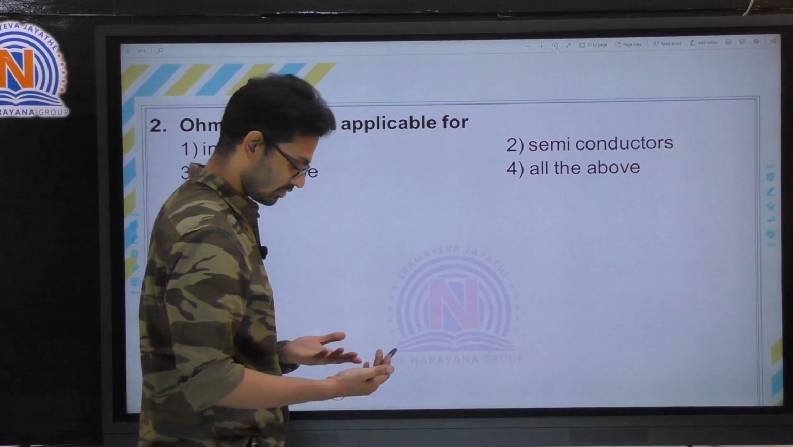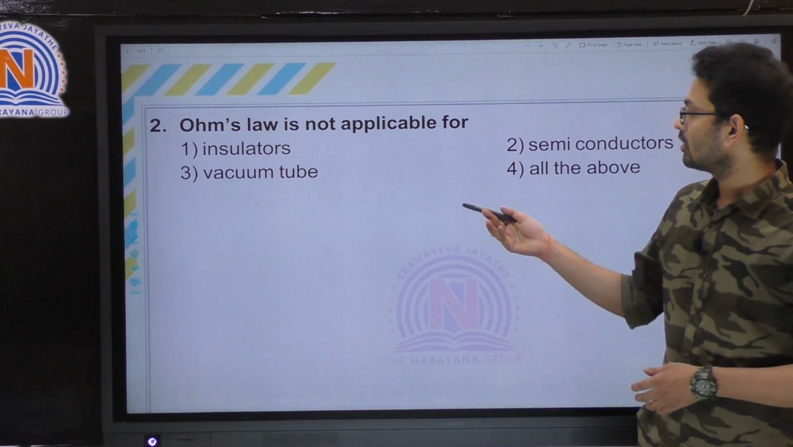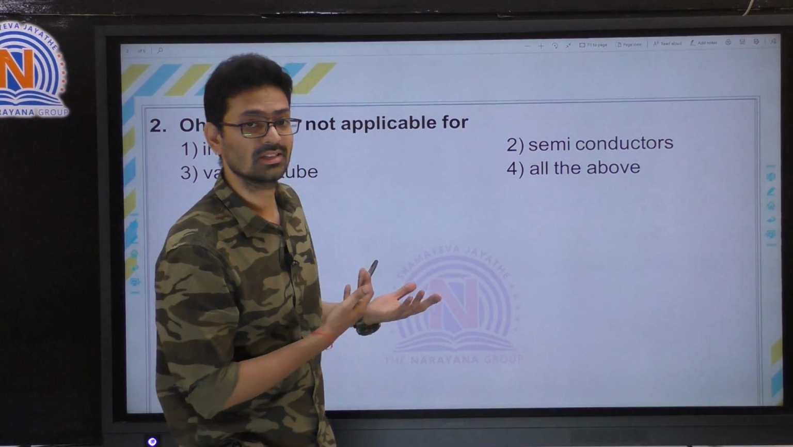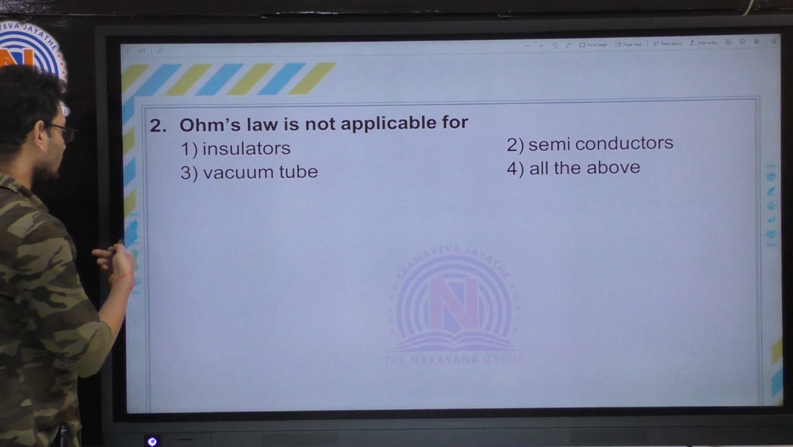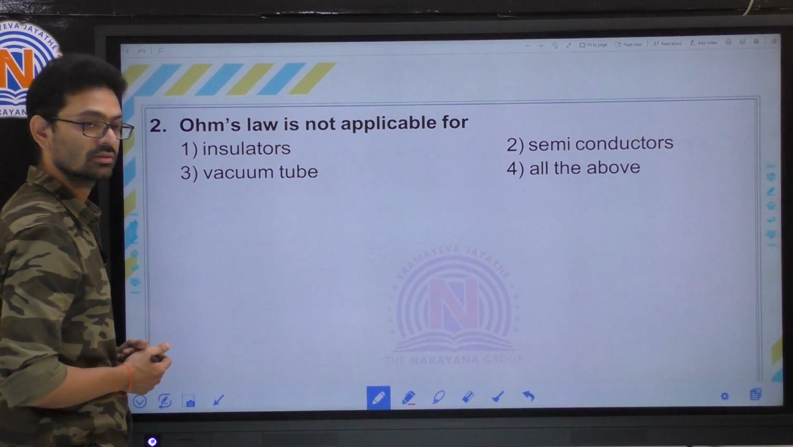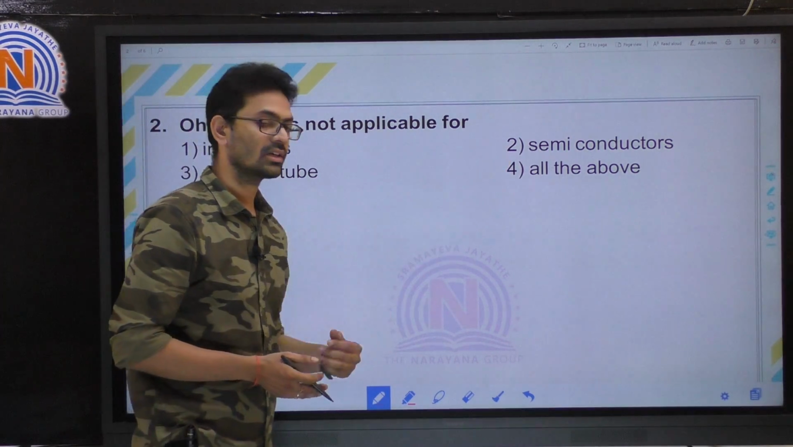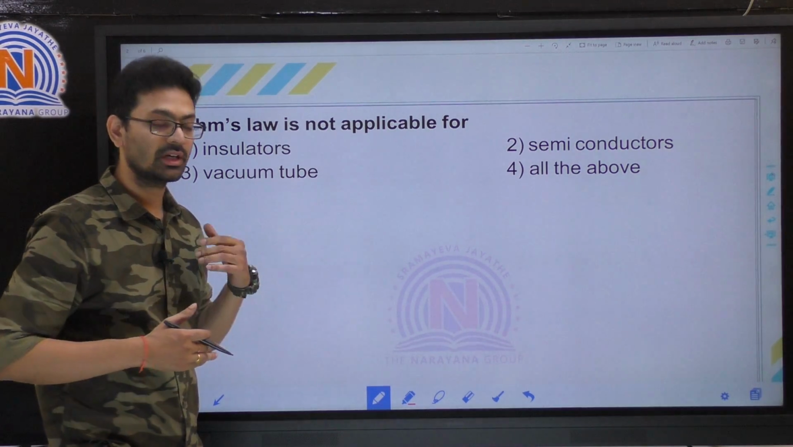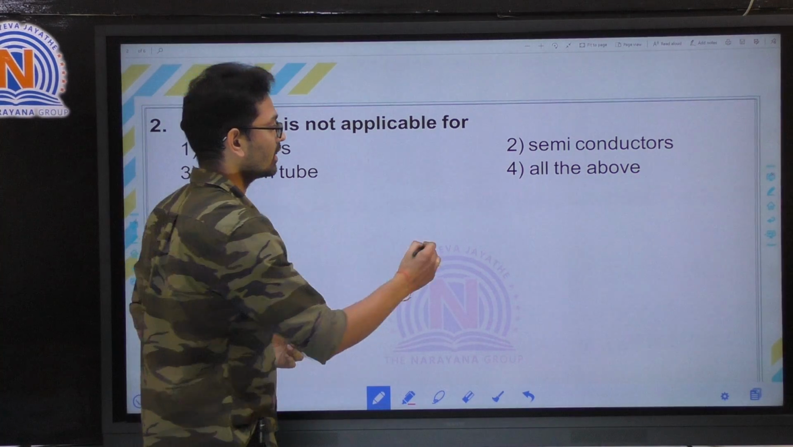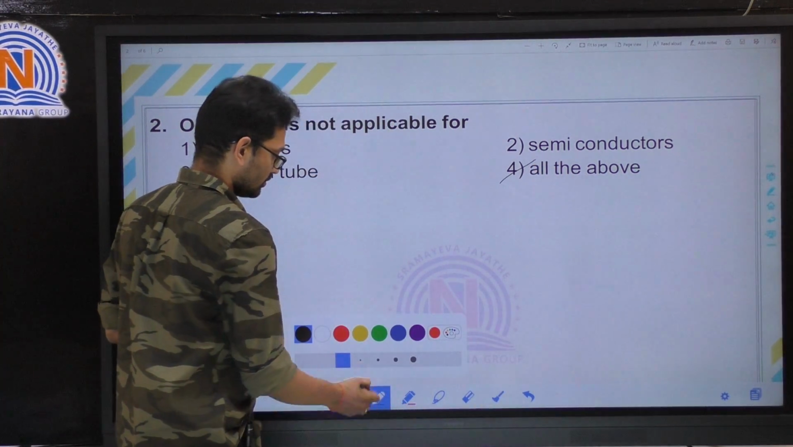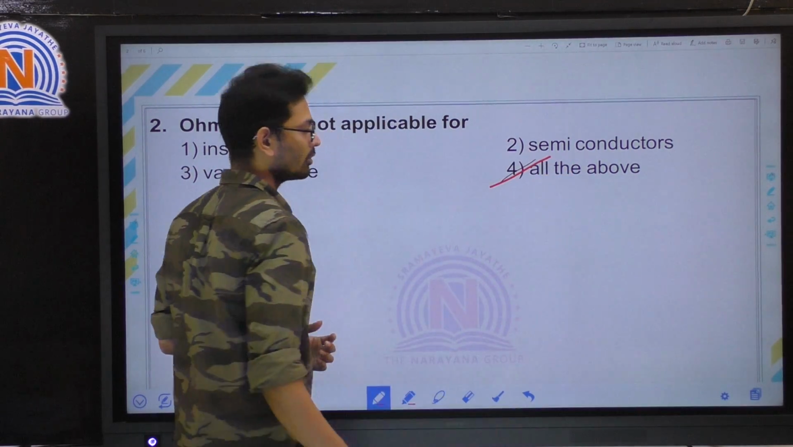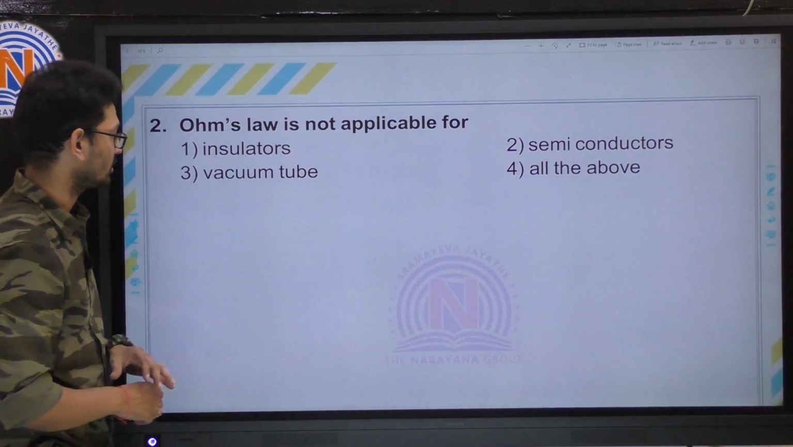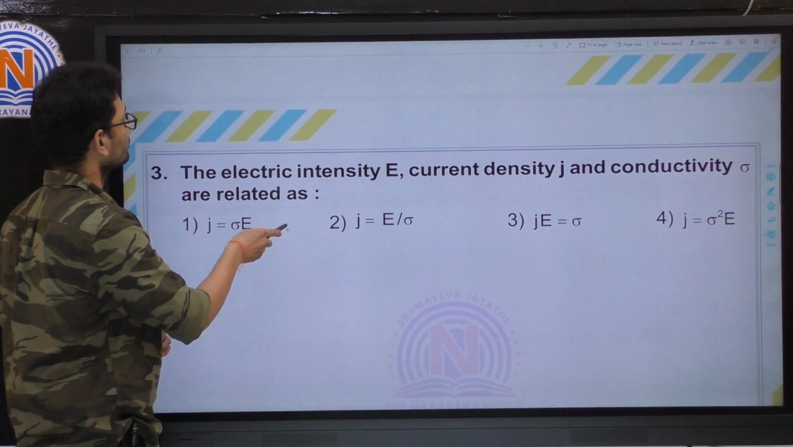The second question which is given to you all: Ohm's law is not applicable for. Very good question. Let us think of it as a sequel to the first question. It is not applicable for insulators, vacuum tubes, semiconductors. It is only applicable for conductors, and it is most perfect in ohmic conductors. So the option over here is all the above. All the above, right? So it is very easy for you. And the next question is a very theoretical question. So let us go with the next question.